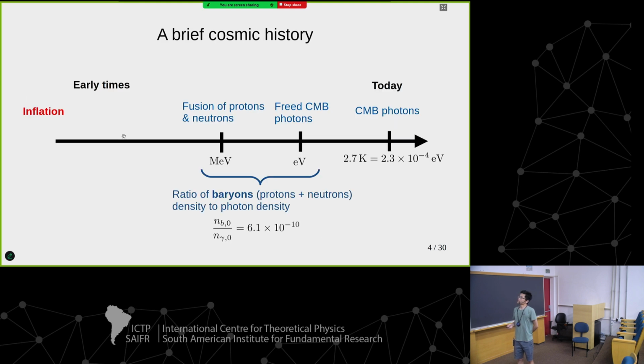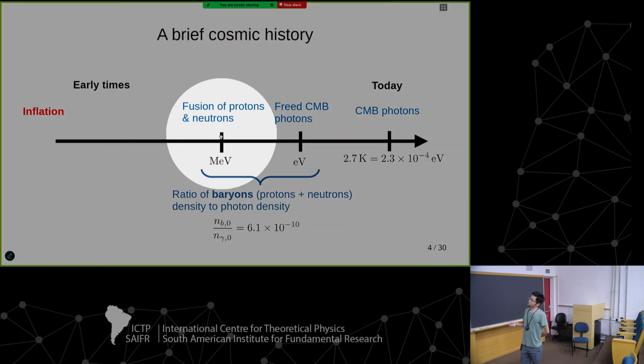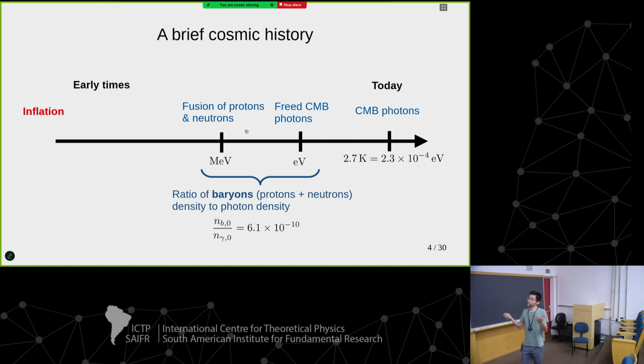So then from the cosmological side, we have a brief history. What we believe is that there's a period of inflation. And after that, we know, at least with direct evidence, there's the so-called fusion of protons and neutrons to form light elements. This so-called Big Bang nucleosynthesis happens when the thermal bath temperature is about the MeV scale.